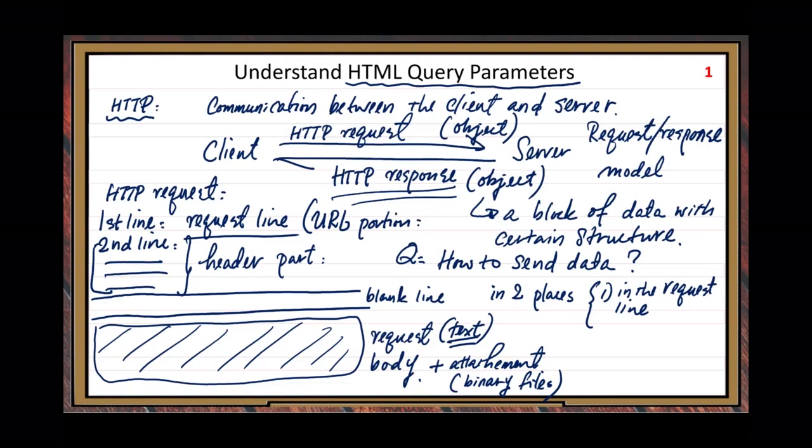In this URL portion, we can put data. We can use this part to send the data. How to send, I will describe it later. So that's the first place, the request line. Second, the request body.